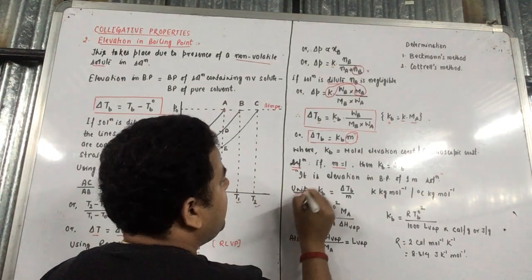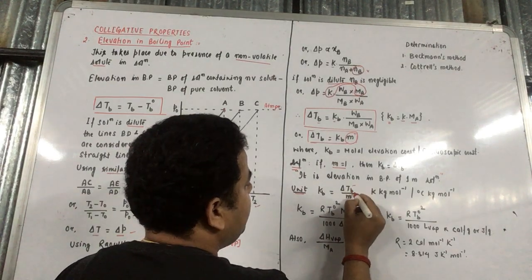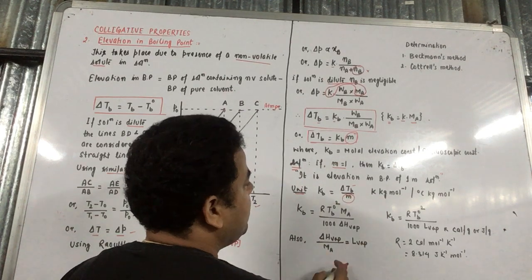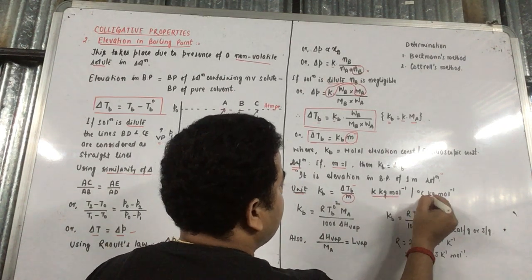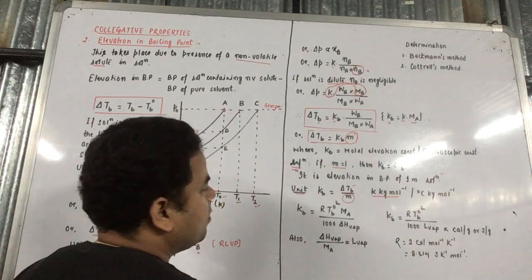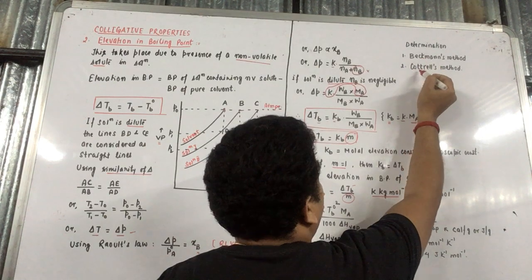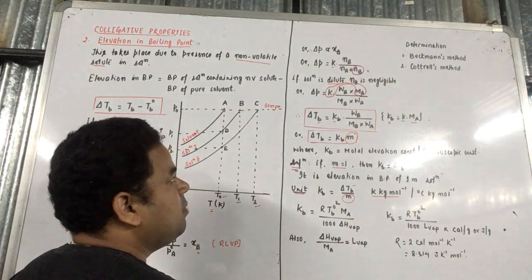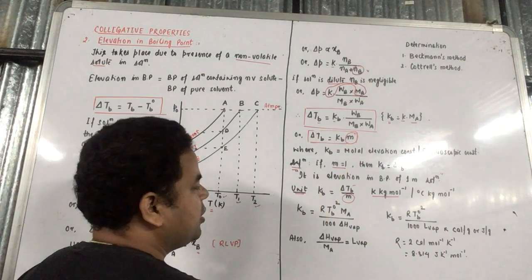अगर मैं इसके यूनिट को निकालना चाहूँ तो KB इज इक्वल टू डेल्टा TB बाई m. डेल्टा TB का मतलब है केल्विन या फिर डिग्री सेल्सियस, और मोलालिटी तो आप जानते ही हो. सो यूनिट इसकी क्या होगी? केल्विन किलोग्राम पर मोल और डिग्री सेल्सियस किलोग्राम पर मोल. And now KB is mathematically determined by Beckmann's and Cortriel's method. These are the two methods for determination of KB. Beckmann's method and Cortriel's method.